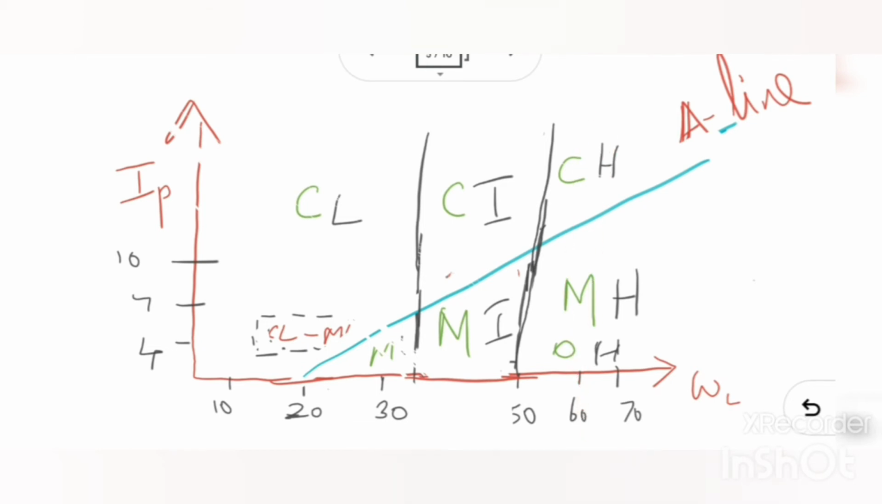So let's check if our soil is located above A line or below A line. Let's locate A line first. A line IP value is 29.2, but our soil IP value is 40. So it is obviously lying above A line. So our soil can be classified as CH, high compressible clay soil.